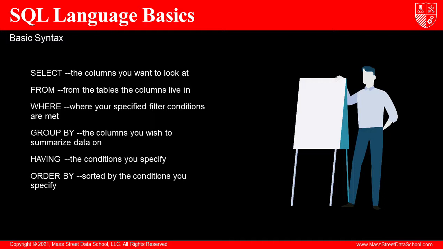Select, the columns you want to look at. From, the tables the columns live in. Where, your specified filter conditions are met. Group by, the columns you wish to summarize data on. Having, the conditions you specify when you are grouping and summarizing data. Order by, sorted by the conditions you specify. Each one of these clauses, in conjunction with other elements of SQL, gives you fine-grained control over how data is retrieved from the database.